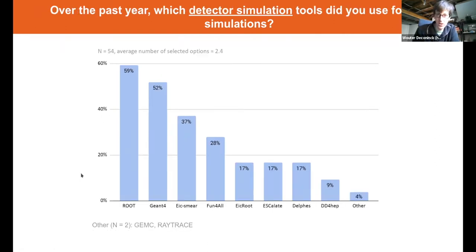The next question is which detector simulation tools respondents used for EIC simulations. And here we see primarily ROOT and Geant4, EICsmear and Fun4All, the standard approaches that we of course are all familiar with. The average number of selected options was slightly over two here. So again, people are using multiple options, and there are some options that were selected by only one respondent each.